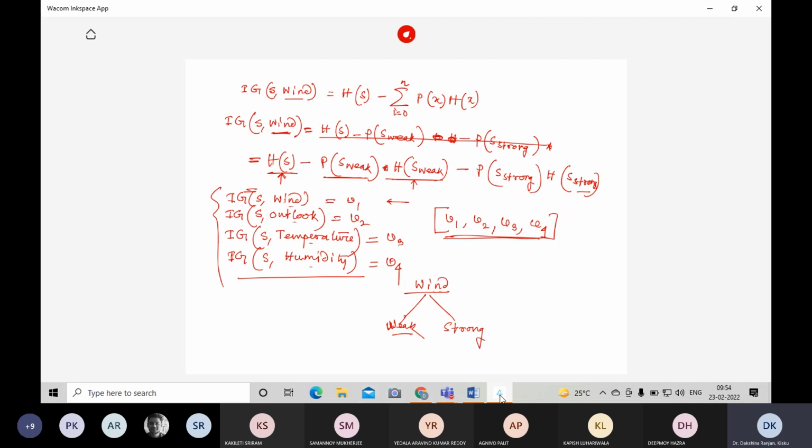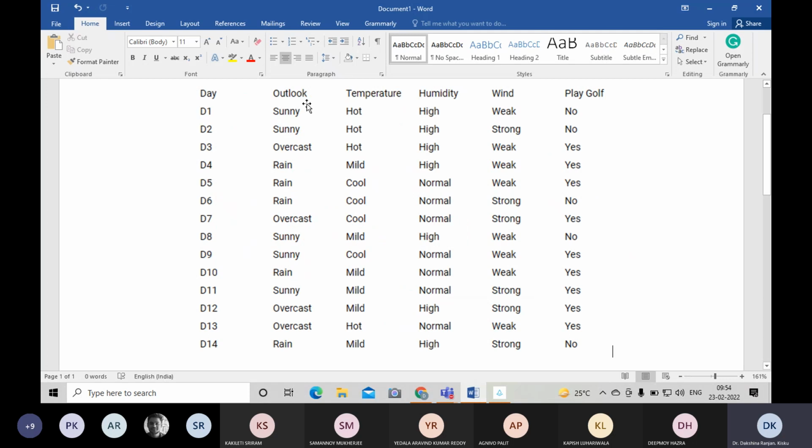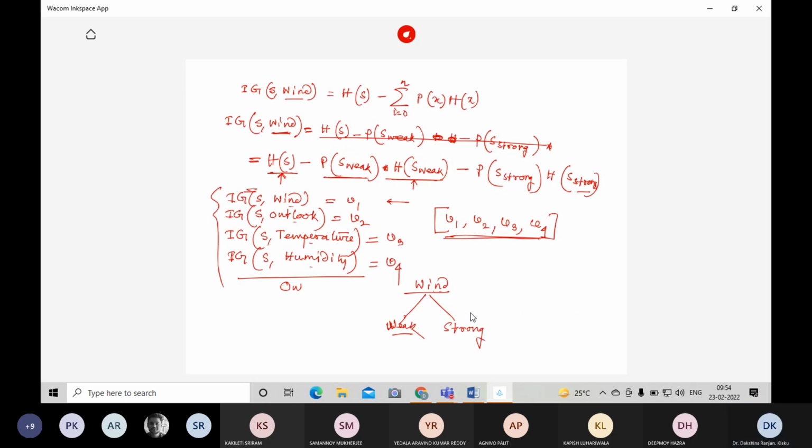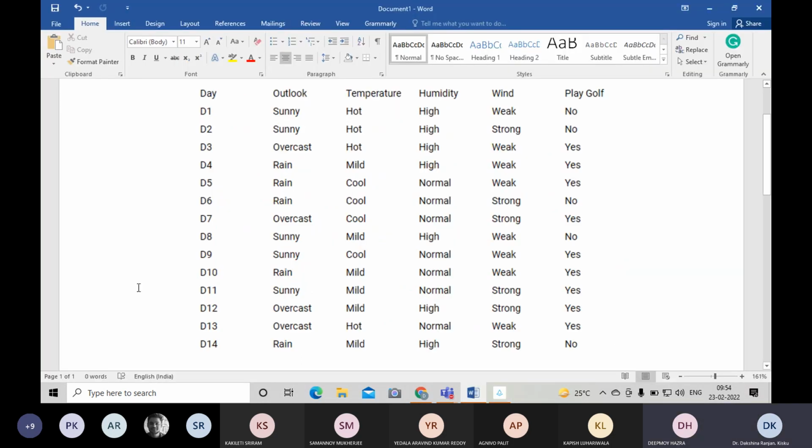Now if I select outlook as the root node, then how many branches will be possible? There are three different outlook values, so three branches. What are those branches? Please show the list. Here you can see: sunny, overcast, and rain. Very good.